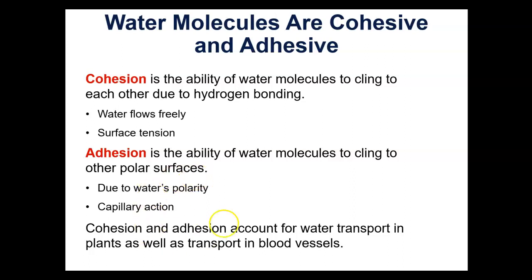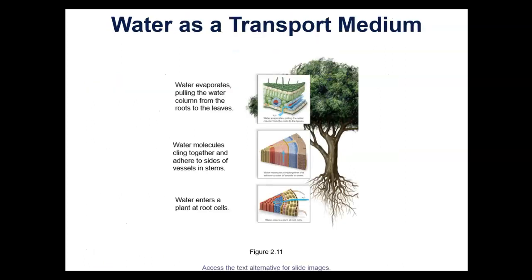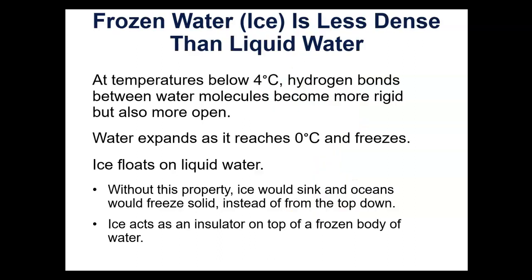So cohesion and adhesion together account for the water transport in plants as well as the transport in blood vessels within animals. And this is an illustration showing you a tree where water is going to have to reach deep in the ground to the furthest roots all the way up to the tipmost top of the tree, branches to the leaves, and the reason it can do that is due to cohesion and adhesion.